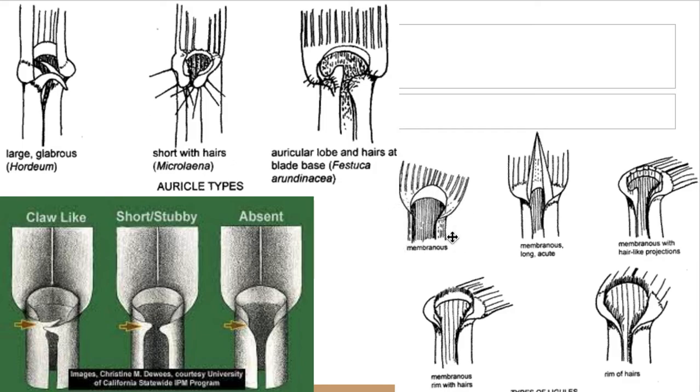Now moving on to ligules. They are membranous, like this. This one's quite short. Membranous and long and acute, so pointed. You can also have membranous and long, with a squarish shape, and you can have membranous with hair-like projections right here, or membranous rim with hairs, or just a rim of hairs. You don't have to have a ligule, you can have just a rim of hairs.